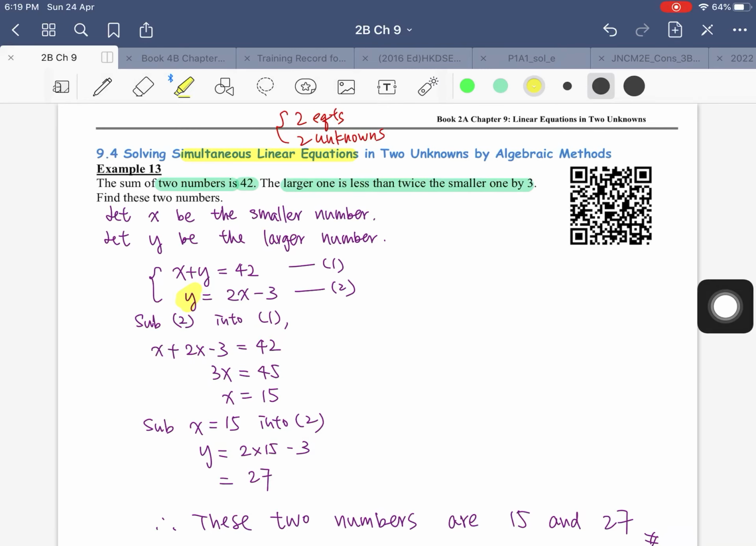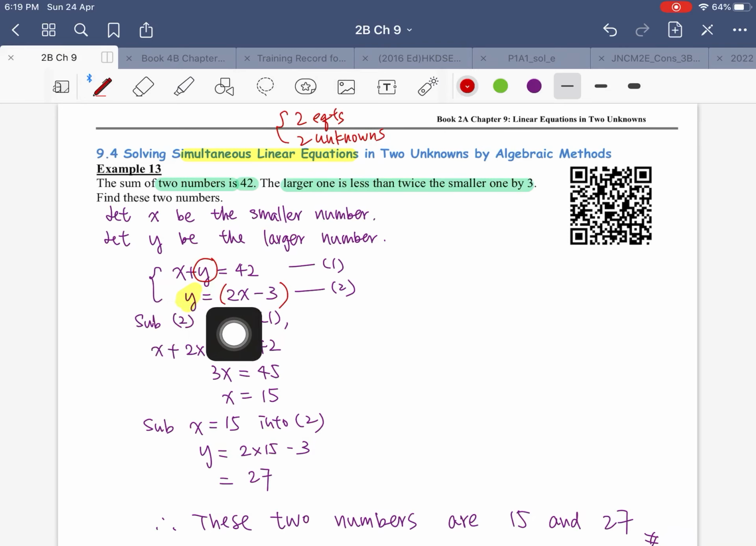That means the y of equation 1 can be replaced by 2x minus 3, because from equation 2, y is 2x minus 3, right? So I substitute the whole 2x minus 3 as the y and put it into equation 1. Therefore, using equation 1, you still have x plus y, and y is 2x minus 3. So x plus 2x minus 3 equals 42, right? Originally you had two unknowns, but now y is replaced by 2x minus 3, so one unknown is left. So you can solve that, right?